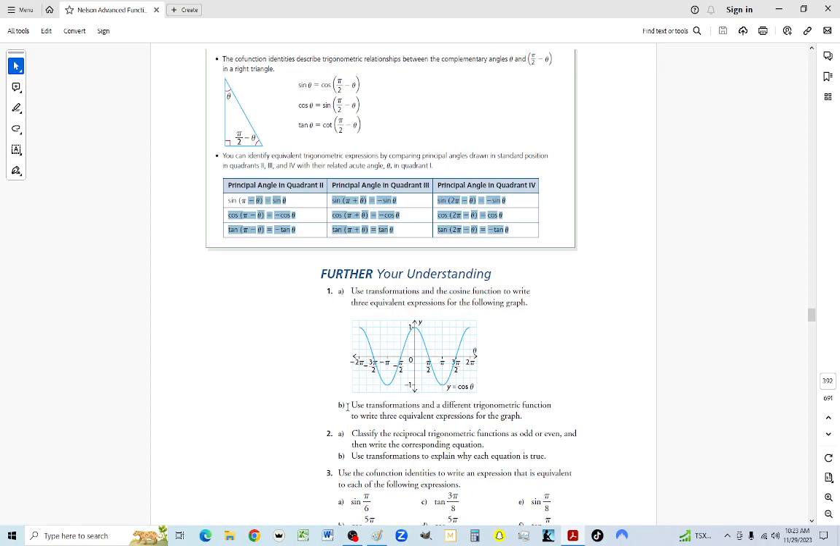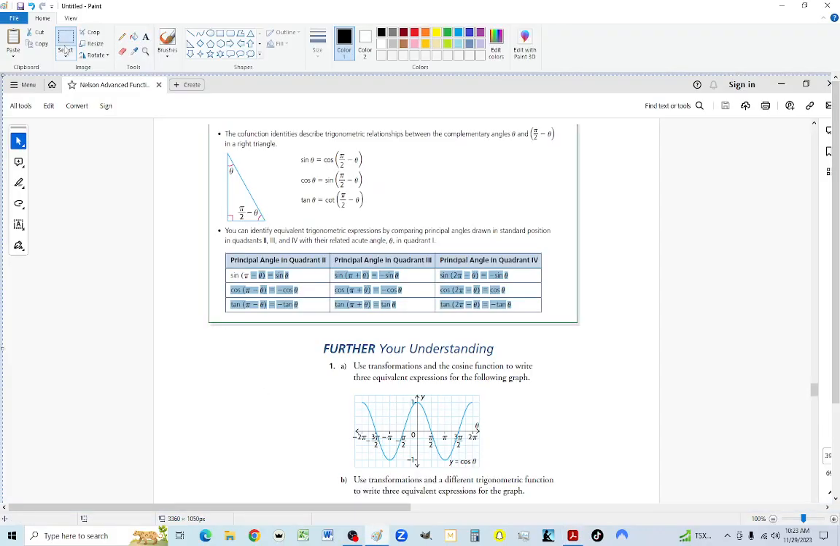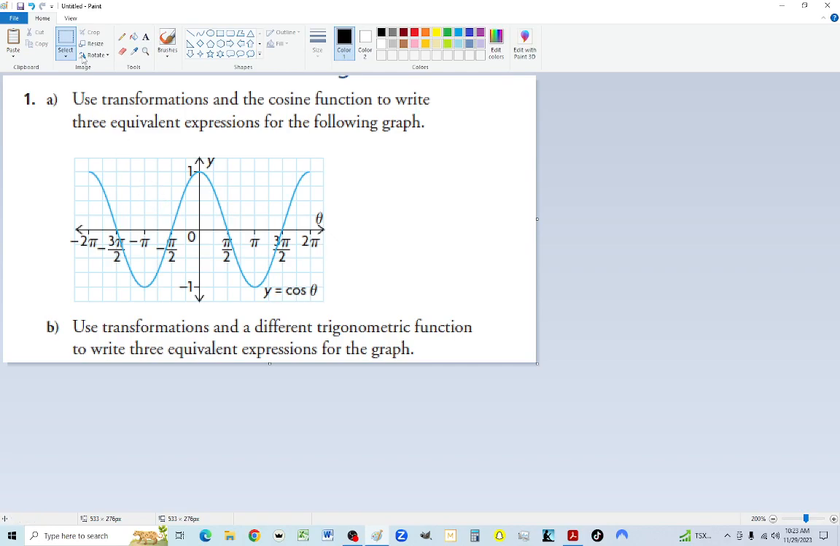Okay, 3 equivalent expressions for the following graphs. There's no way I'm going to finish this whole chapter in the timeline that you need. There's just no way. So I'm just going to do this very quickly. Max to max, there's the max. I can see the period's 2 pi. I can see this is a cos curve that starts at 1 and ends down here. Use the transformation of the cosine function to write 3 equivalent expressions for the following graph.